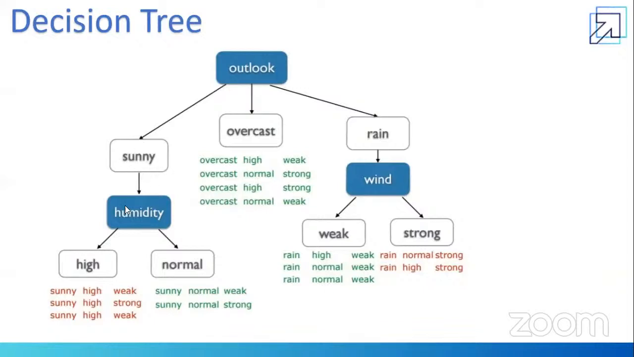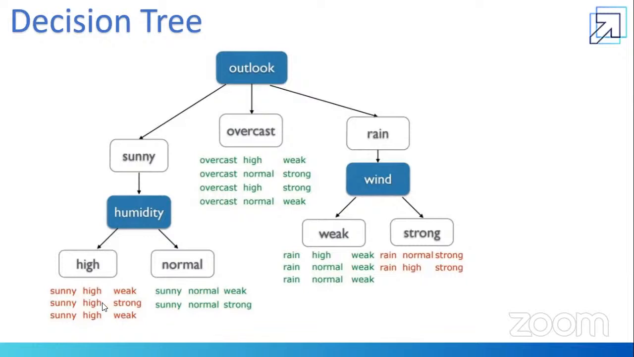If the outlook is sunny, then it depends on humidity. If the humidity is high, then the child cannot go out. If the humidity is normal, then the child can go out. If the outlook is rainy, then it depends on wind. If the wind is weak, then the child can go out. If the wind is strong, then the child cannot go out to play. So this is what we get after splitting sunny on the basis of humidity and rain on the basis of wind.